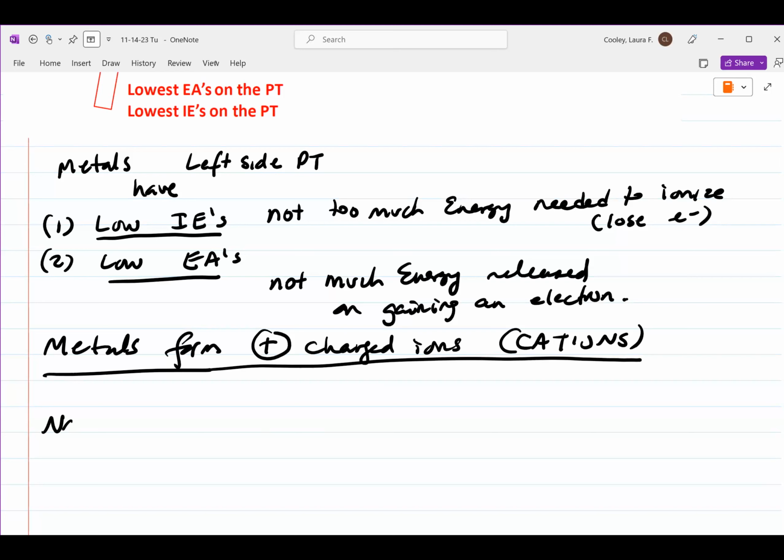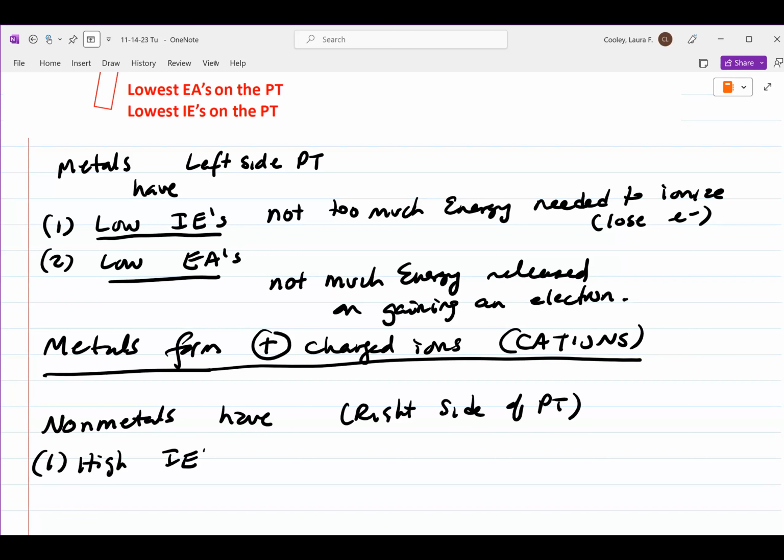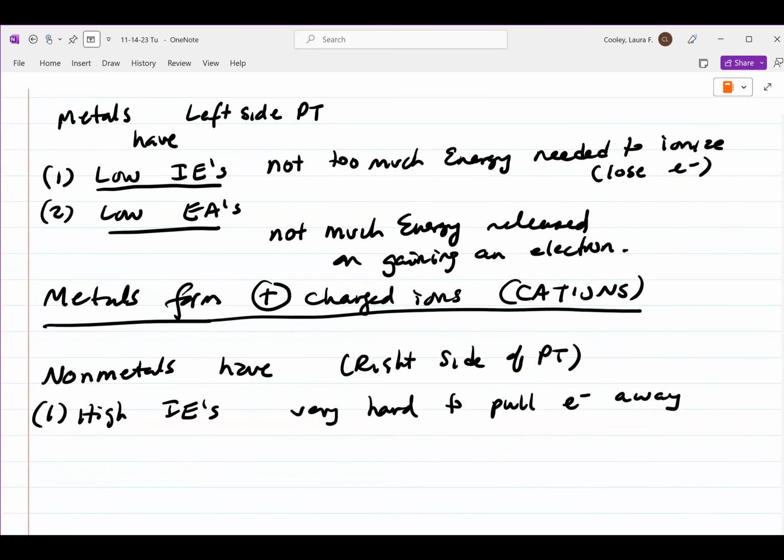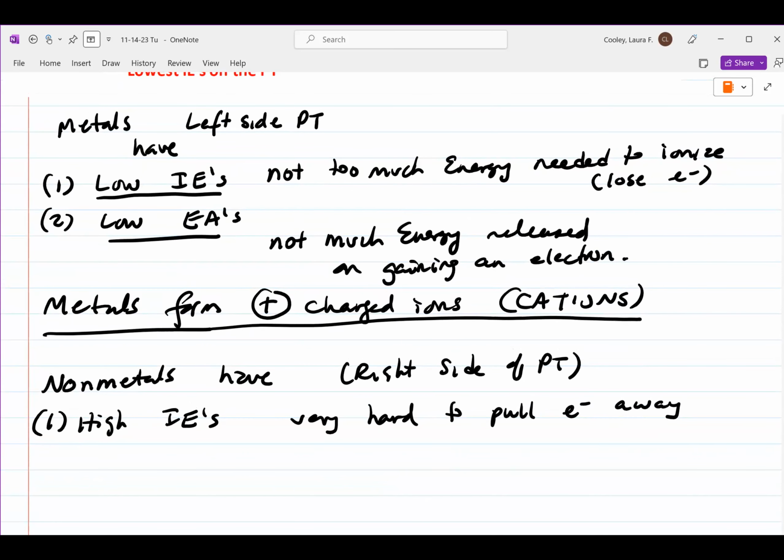So on the other side of the coin, let's look at the nonmetals. Because they're on the right side of the periodic table, they have high ionization energies. So what that means is it's very hard to pull an electron away. That does not bode well for forming a cation. And they don't form cations, right? They form anions. They have also got high electron affinities. They release a lot of energy when an electron is added.